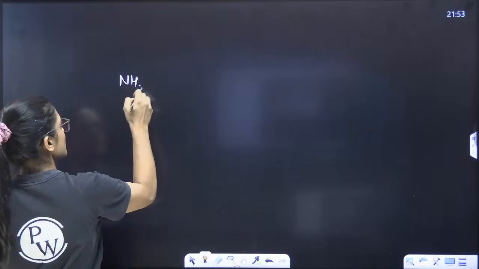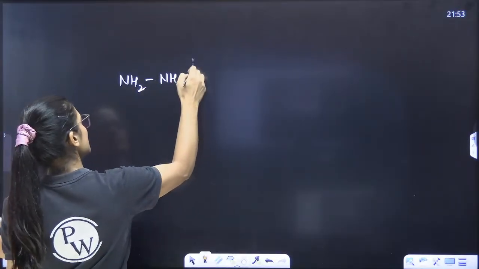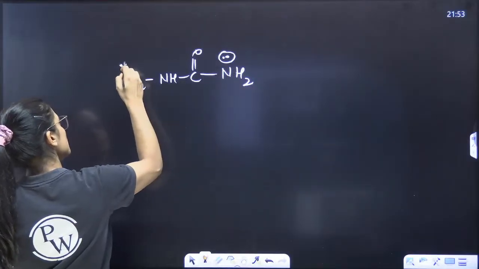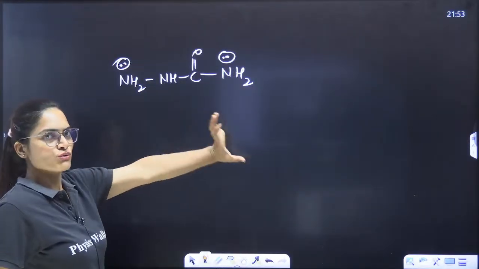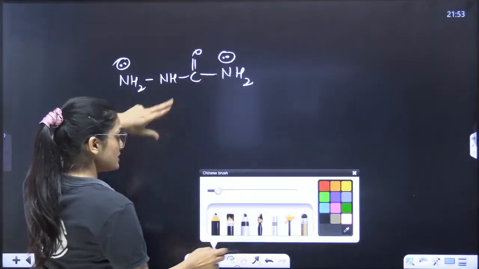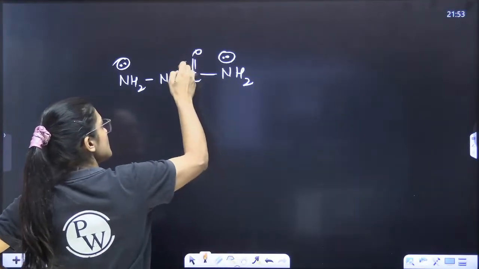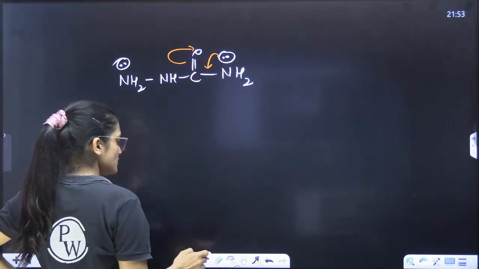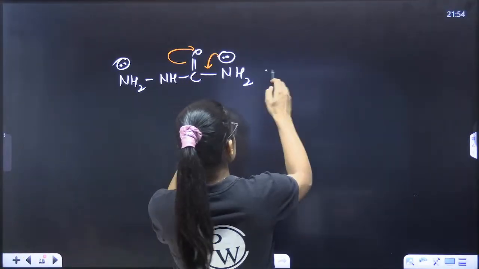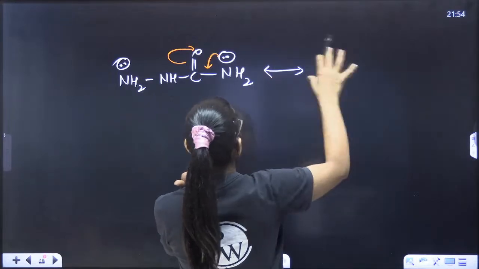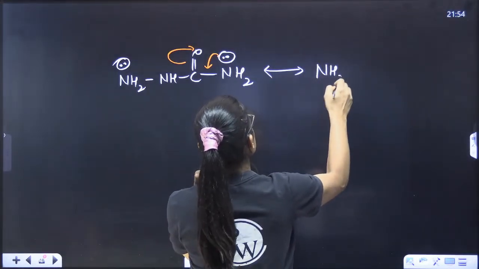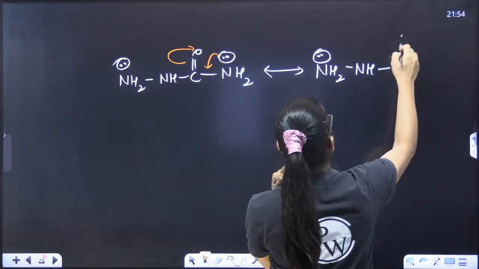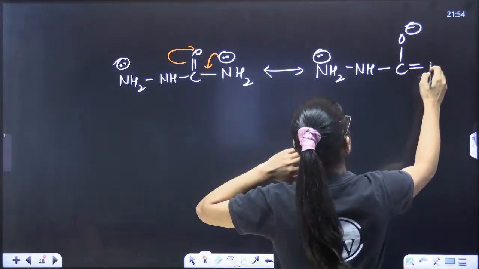NH2, NH, C double bond O, NH2. This nitrogen has a lone pair. This nitrogen also has a lone pair. So the lone pair here is involved in resonance. Electrons will shift here. Oxygen will have a negative charge and this carbon positive. So do you think that this nitrogen is free for attack, like for donation of electrons? The one which is linked with CO. Tell me, guys. O negative, double bond N, H2 positive.